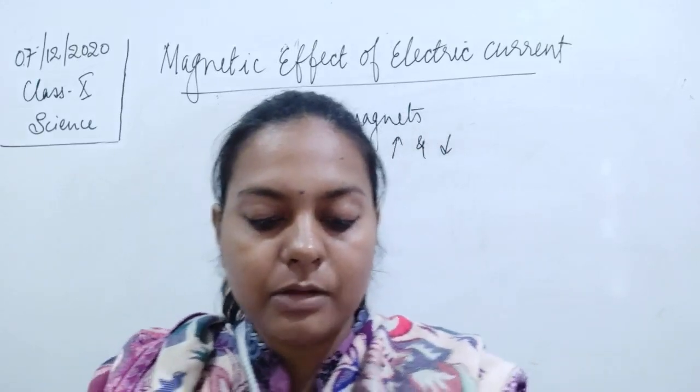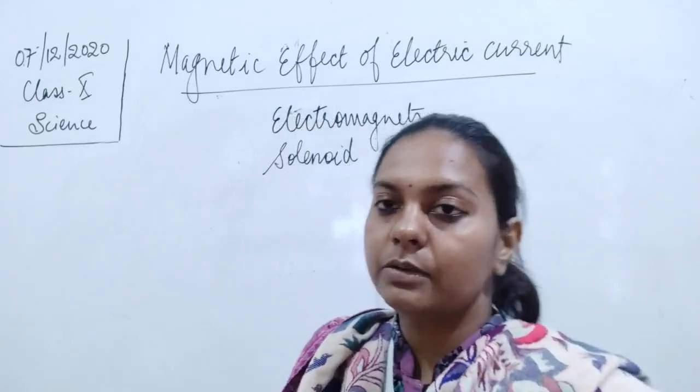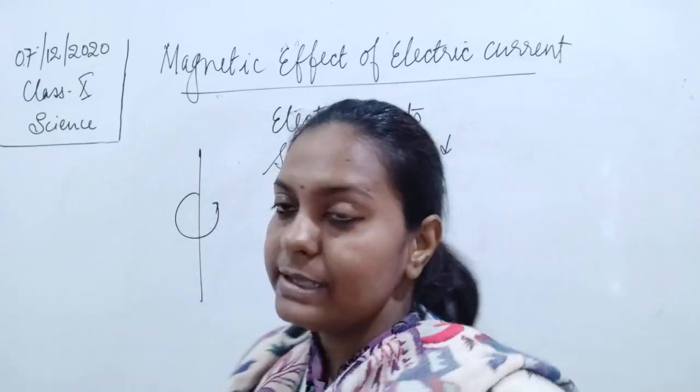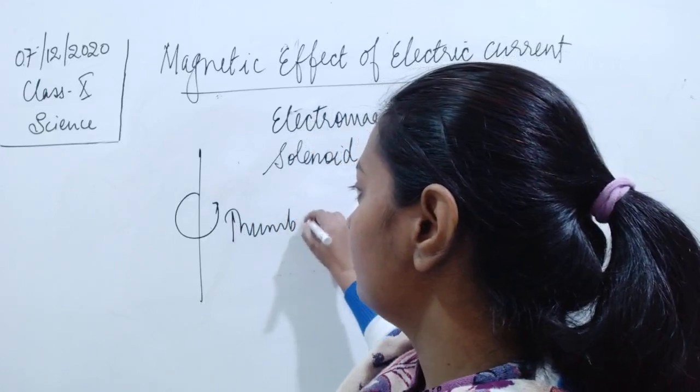Now children, we saw that whenever a straight current carrying conductor is there, it will always give you the direction of the magnetic field, whether it is clockwise or anti-clockwise. This would be told with the help of the thumb rule.